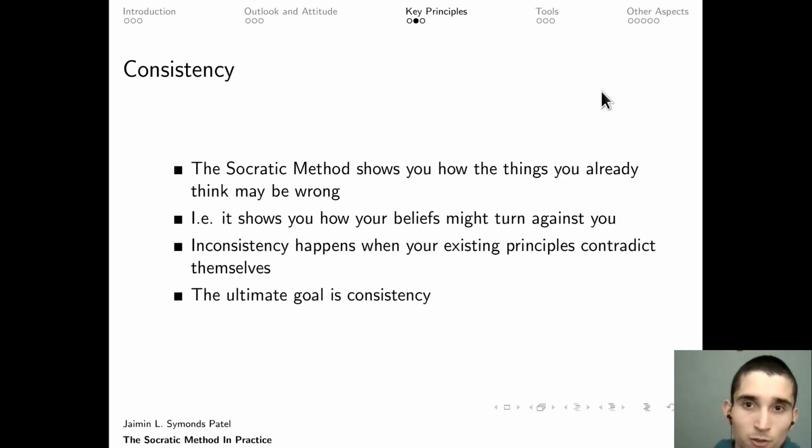The Socratic method shows you how the things you already think may be wrong, but it also shows you how your beliefs might turn against you. Because inconsistency happens when your existing principles contradict themselves. And if they contradict themselves, they can't be true. So the ultimate goal is consistency because the ultimate goal is truth. That is the aim of dialogue. That is the aim of this whole enterprise, this whole method. And you want to sift out all the ideas that are inconsistent.